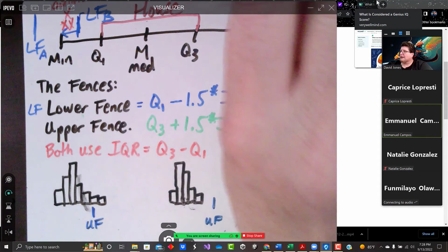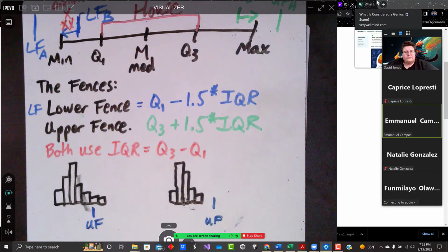Okay, I have a question. To me, looking at your paper, it just looks like gibberish. I don't understand any of it really, like the lower fence part, the minus 1.5.